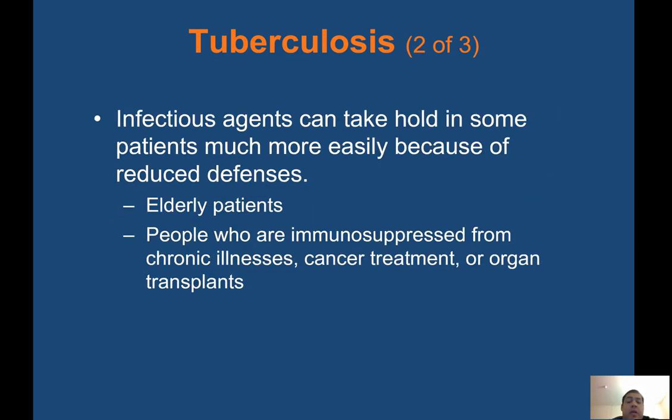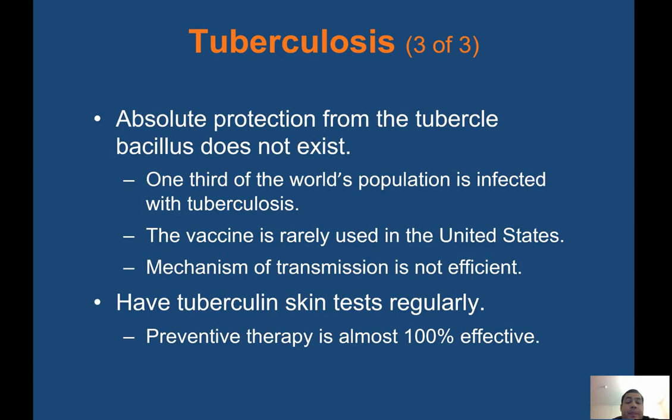Infectious agents can take hold in some patients much more easily because of reduced defenses. Some of those patient populations are elderly patients and people who are immunosuppressed from chronic illnesses, cancer treatment, or organ transplants. Absolute protection from tuberculosis does not exist. One third of the world's population is infected with tuberculosis. The vaccine is rarely used in the United States. Mechanism of transmission is not efficient. Have tuberculin skin tests regularly. Preventive therapy is almost 100% effective.